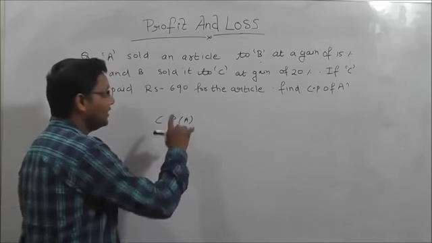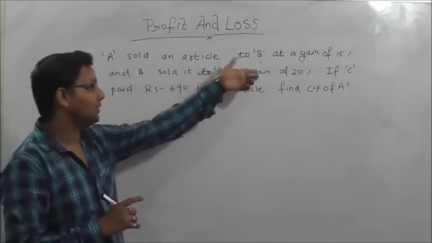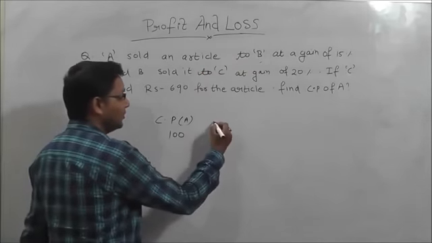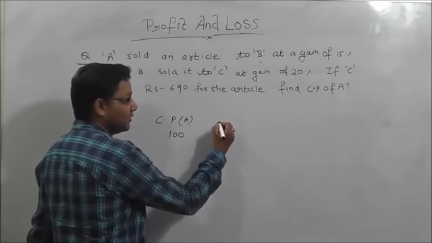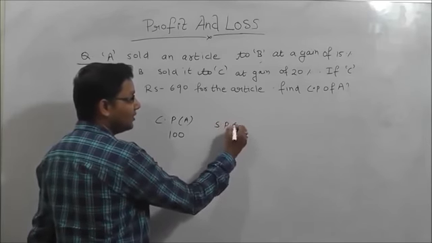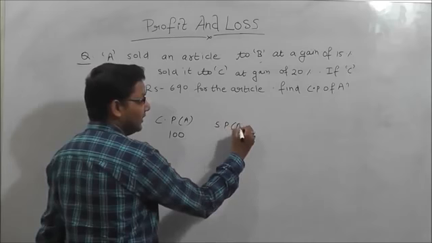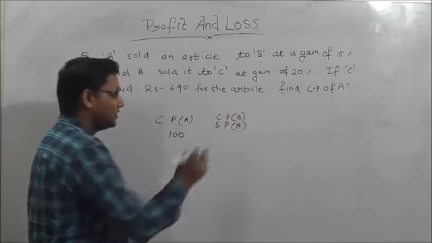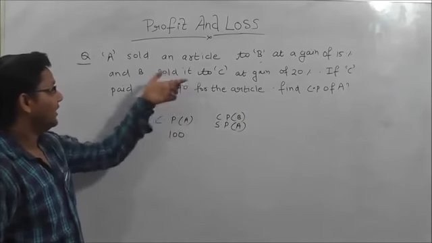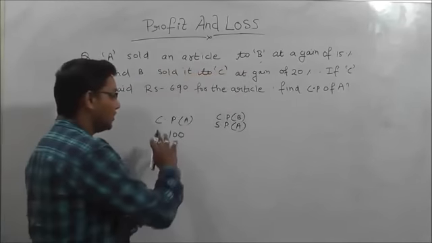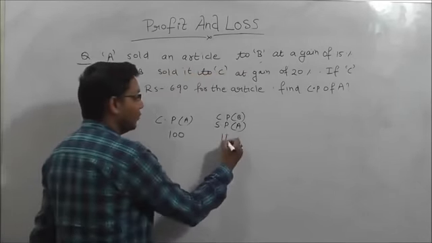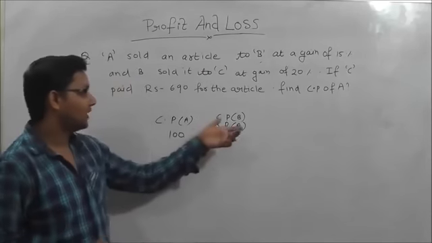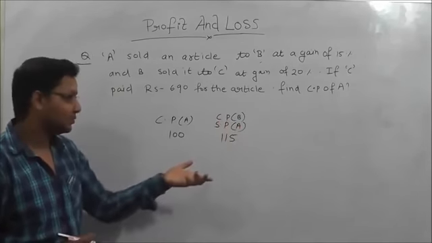So what will be the, see, he sold it to B. It is the selling price for A, and it is the cost price for B. So the cost price of B will be at a gain of 15%. So 115% of 100, that is 115. It is the cost price for B, and it is the selling price for A.